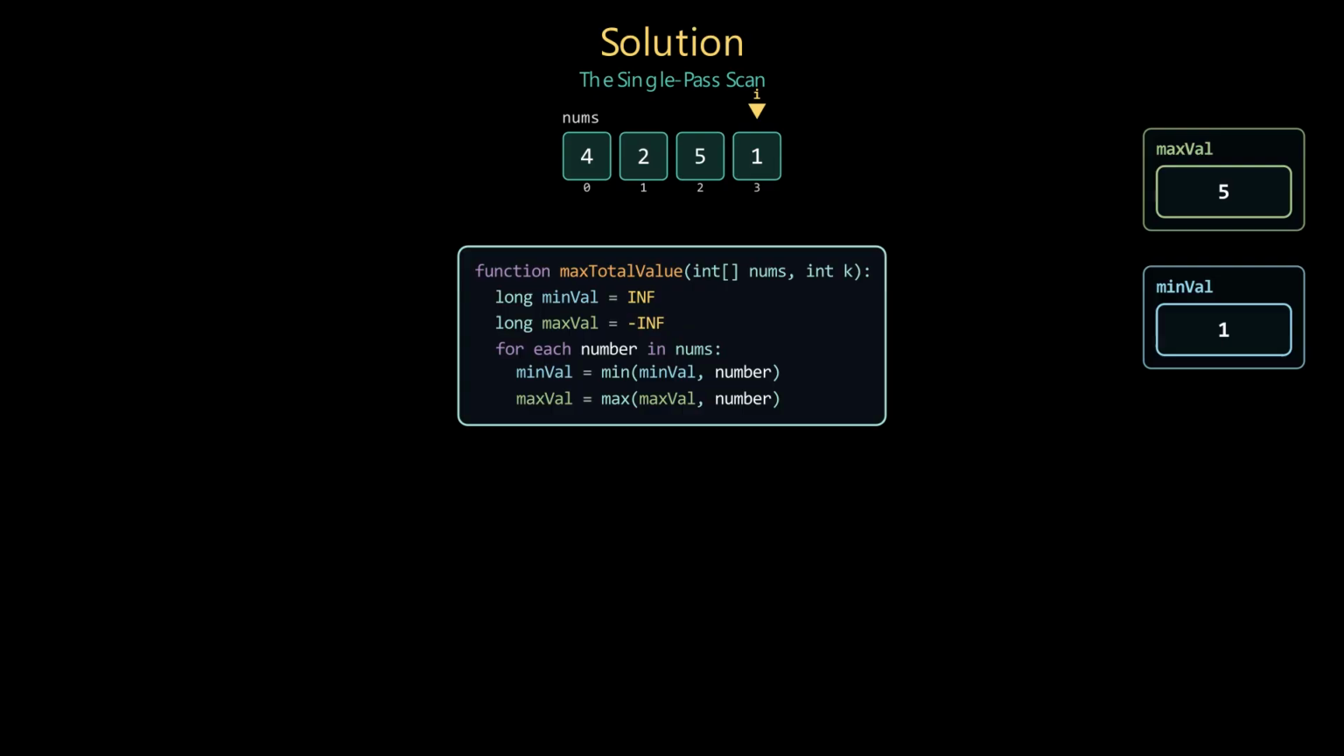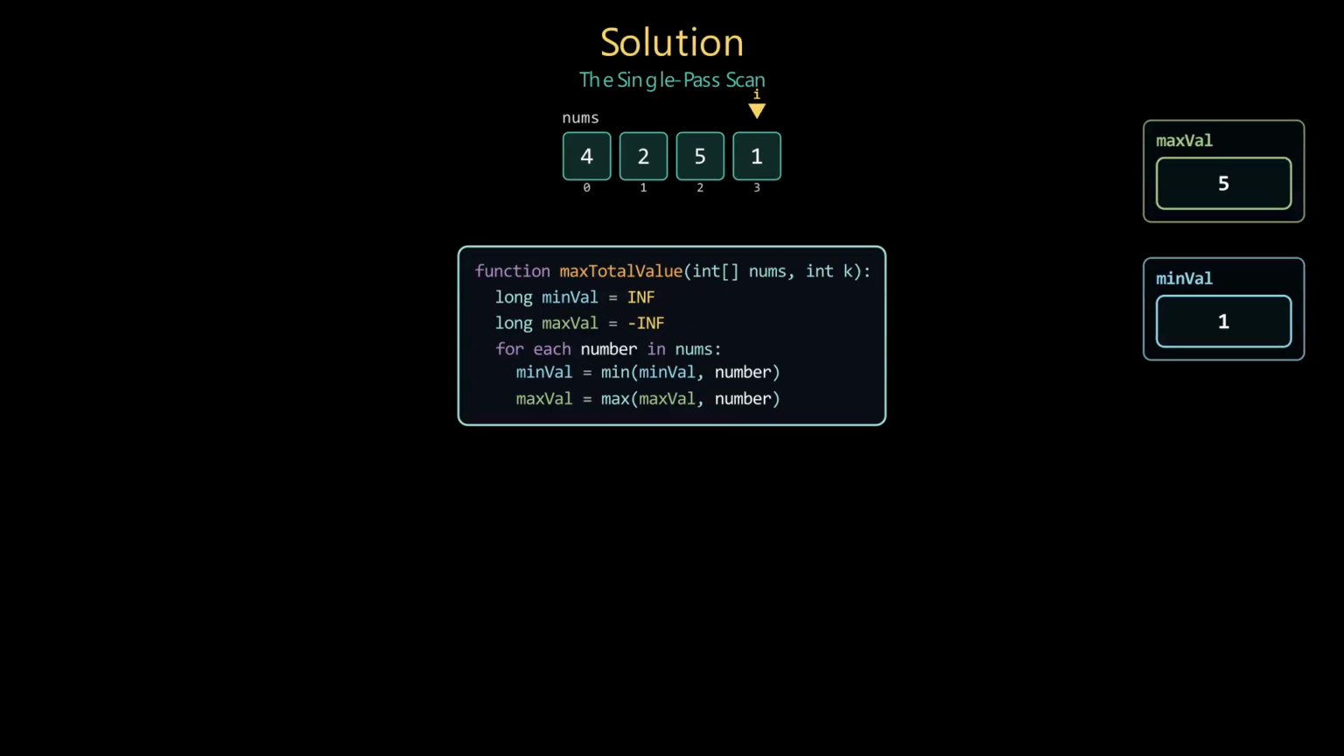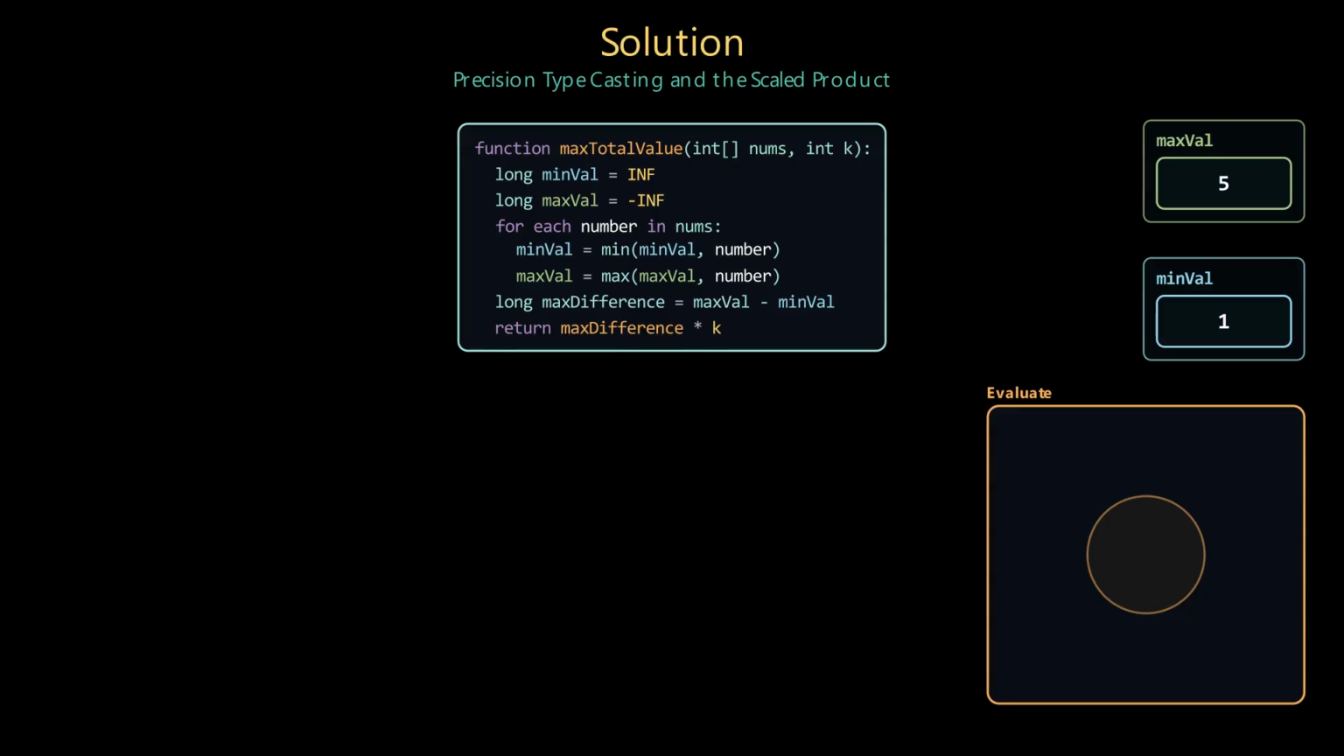By the time the loop completes its final stride, we have isolated the absolute maximum element, 5, and the absolute minimum element, 1. With our global bounds locked in, we subtract the minimum from the maximum to find our optimal single subarray value, 4. To ensure safety against memory overflow, we explicitly cast this value to a 64-bit long integer. Finally, we scale it by our factor k, returning our absolute maximum possible sum, 12.